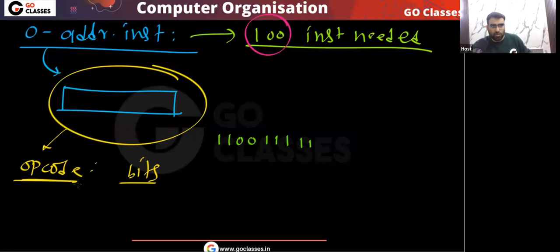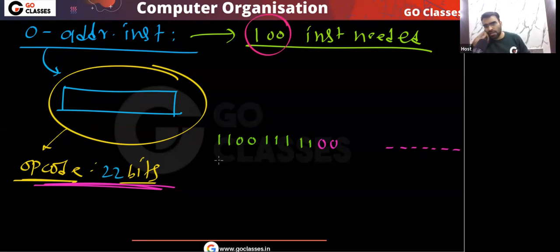Opcode size is actually 22 bits because the complete thing is opcode. In the zero address instruction, the complete instruction is opcode, so 22 bits. Just take 100 for the 100 instruction, and leave the last 7 bits. How many bits remain? 22 minus 7, that is 15, right? Yes or no? So 11, 12, 13, 14, 15.